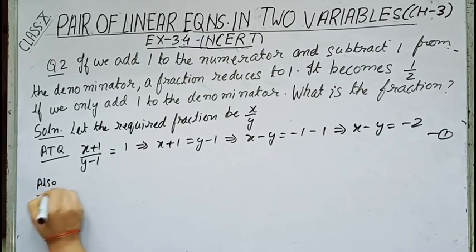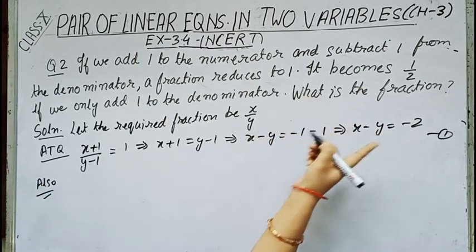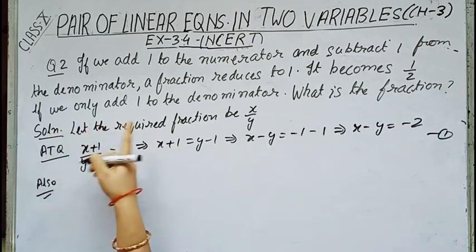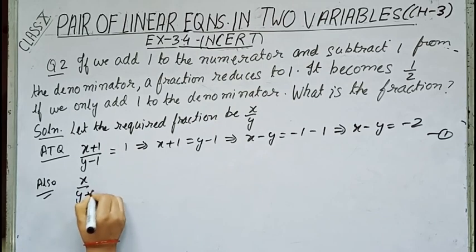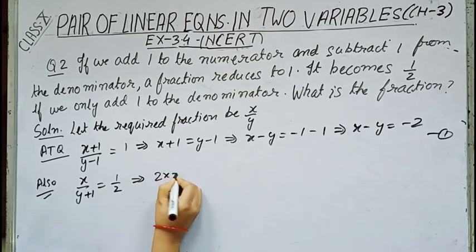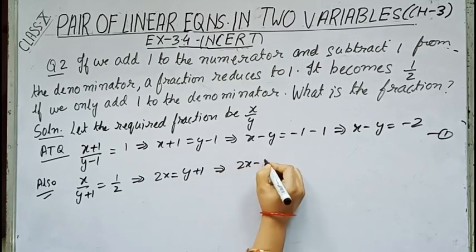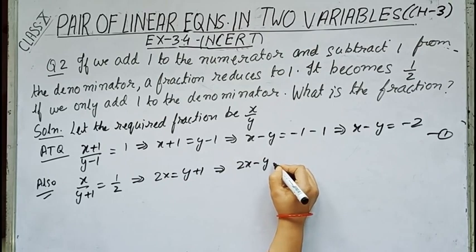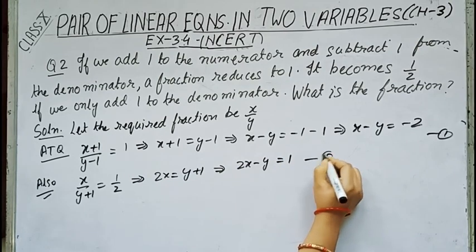Also, one more condition, the second condition is it becomes half if only we add 1 to the denominator. So also x by y plus 1 equals to half. This implies 2x equals to y plus 1. This implies 2x minus y equals to 1. So let us make it equation number 2.